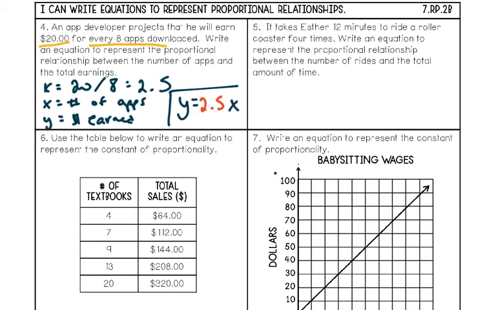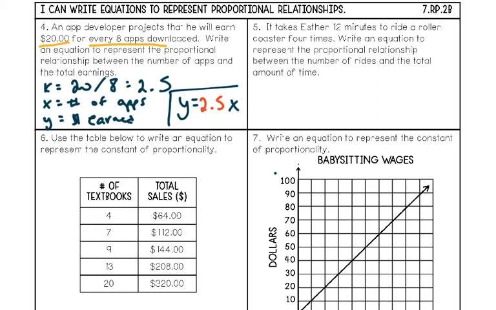And X is the number of apps. That is going to change. So the number of apps is going to change. He could do 8 apps, 16 apps, and so on. He can go on and on and on. And then the money he earns is going to depend on the number of apps. So this would be the equation to represent this relationship. If you're having trouble on these, it's always going to be Y equals the unit rate times the variable X. So Y equals X, and then the number next to X is going to be the unit rate.